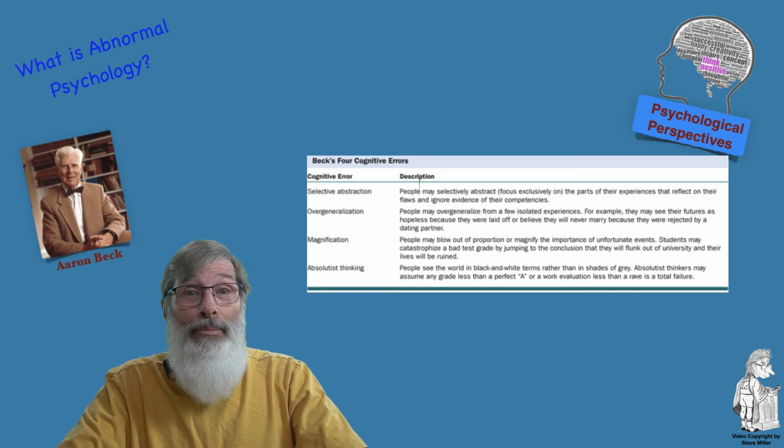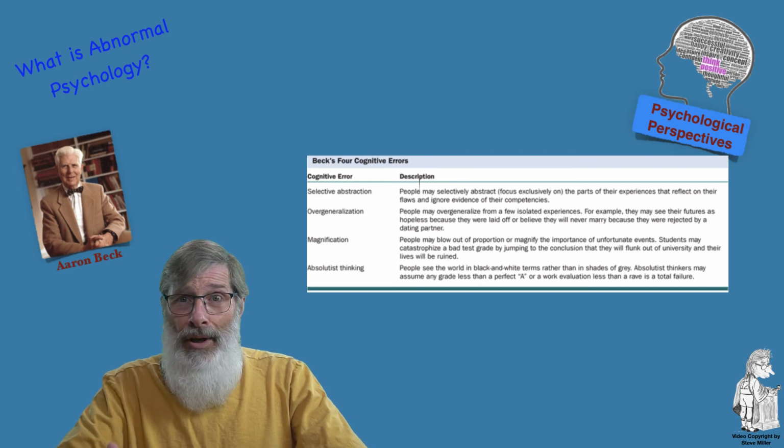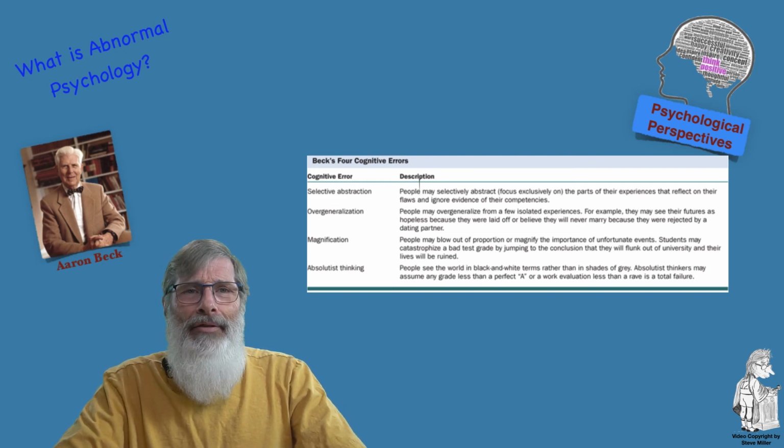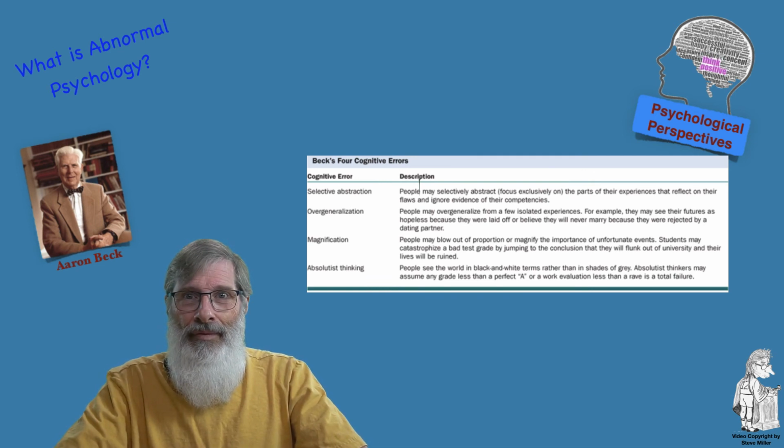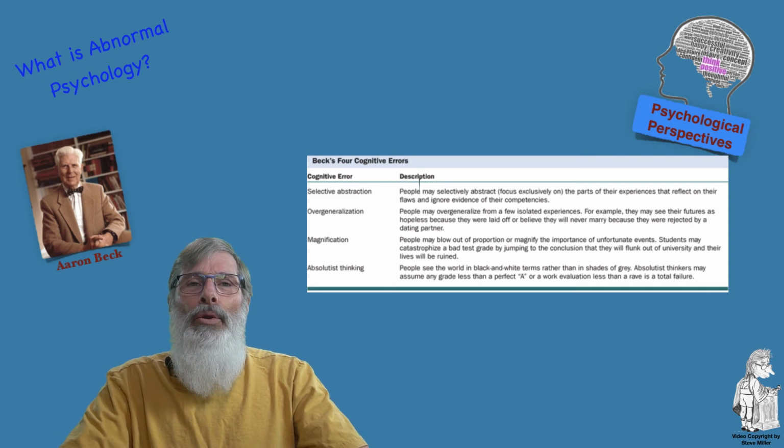The selective abstraction, overgeneralization, magnification, and absolutist thinking. Now, these are faults in thinking. All right? Now, the next group will sort of move in.